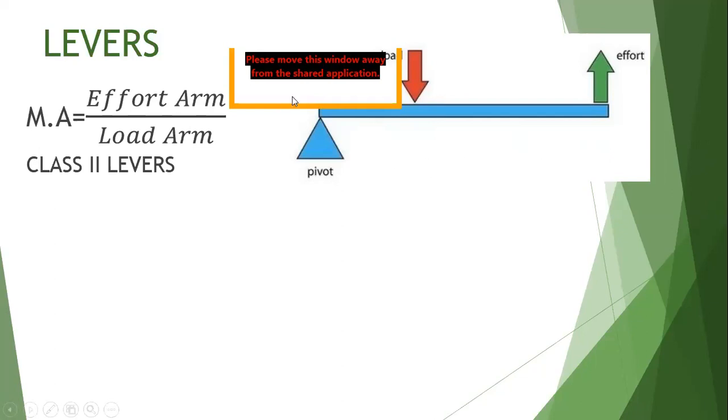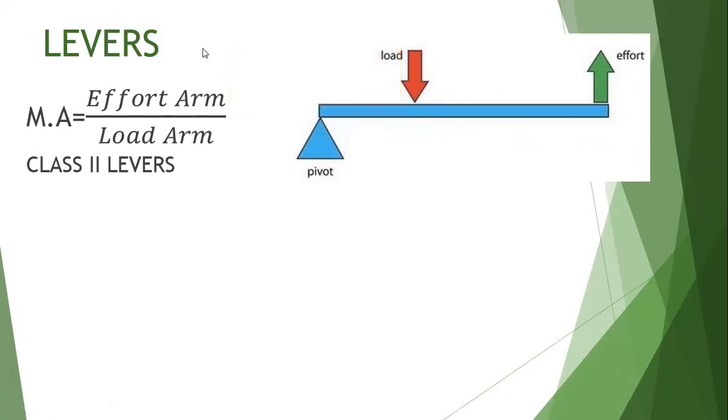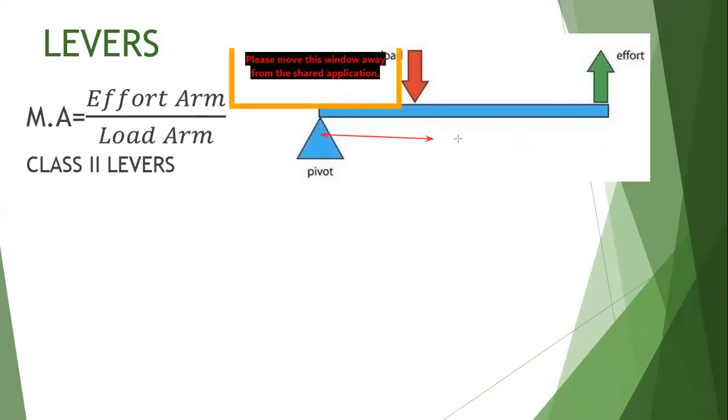So in this case, what are the possibilities? Our class 1 lever was having all the 3 characteristics. It can work as a force multiplier, it can work as a gain in speed, it can even work as a change in the direction of force only. But let's look at what possibilities we have in class 2. Let me recollect for you what the load arm and the effort arm are. From the fulcrum to the effort, this distance is called the effort arm. And from the fulcrum to the load, this distance is called the load arm.